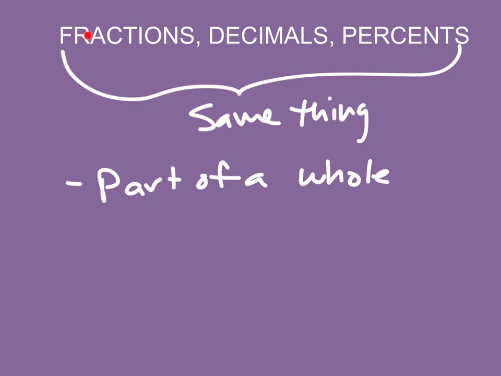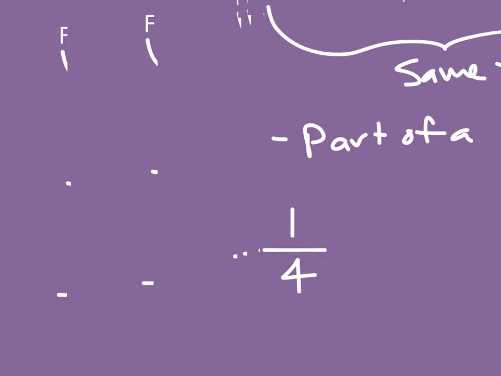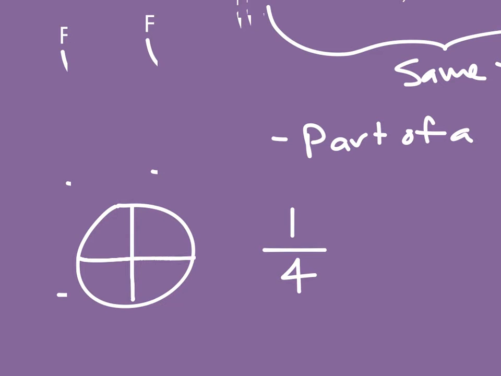So what I'm going to do is take 1/4. Now, this means that I have 1 out of 4 parts. If you consider a pie or a pizza, the circle represents a whole. But if I divide that into 4 parts, I'm just talking about one of those 4 parts. That's the idea.